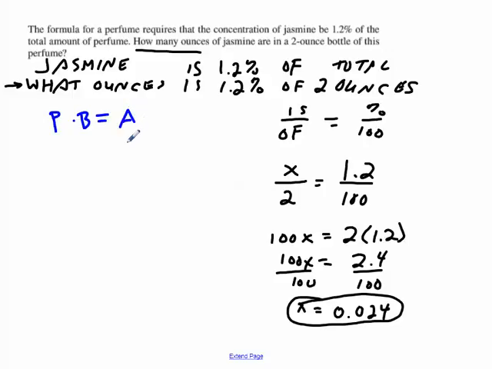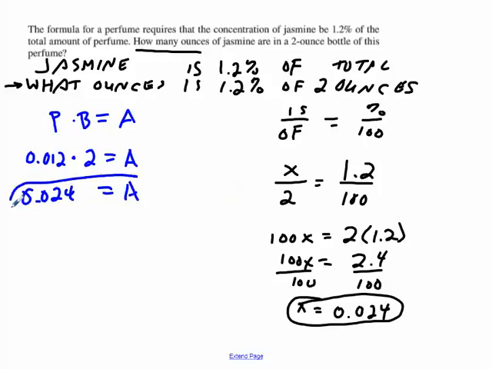Alright, if we go over to the PBA side, percent times the base equals the amount. The 1.2% has to be a number here. It has to be a mathematical description. So this is 0.012, the percent in terms of a number, times the base, 2, equals the amount. 0.012 times 2 equals my amount. 0.024 equals my amount.